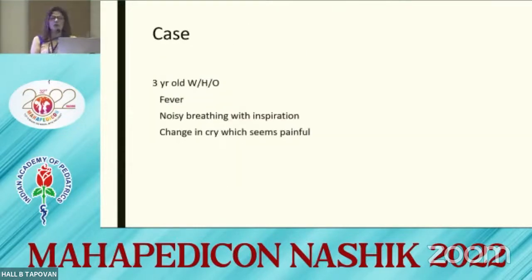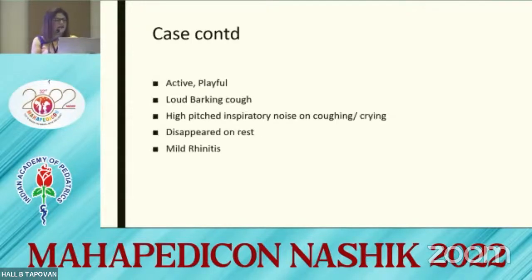So I'm going to take you through cases, and these are all cases from my clinic which I have handled with stridor. So this is a 3-year-old who came with fever, noisy breathing with inspiration. He had a change in cry which appeared painful, right? But he was active and playful. He had a loud barking cough, high-pitched inspiratory noise on coughing and crying, which disappeared on rest. He had mild rhinitis. So what do you think this child has?